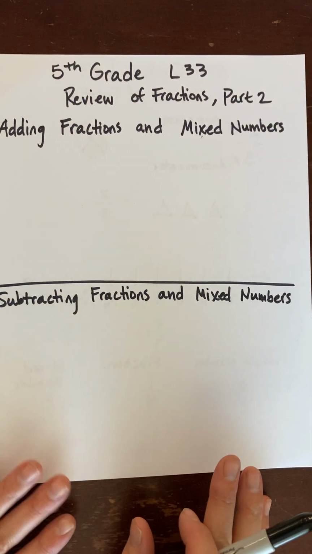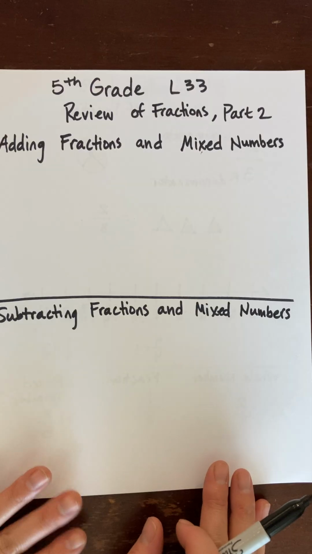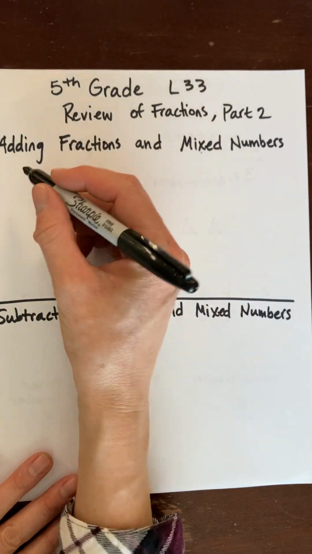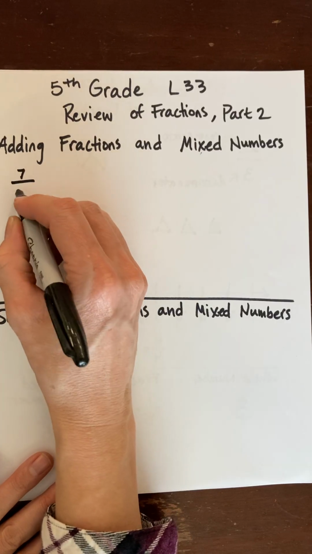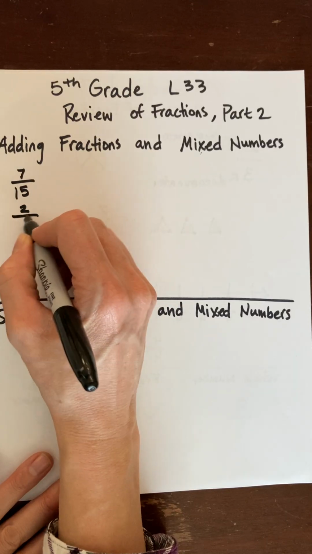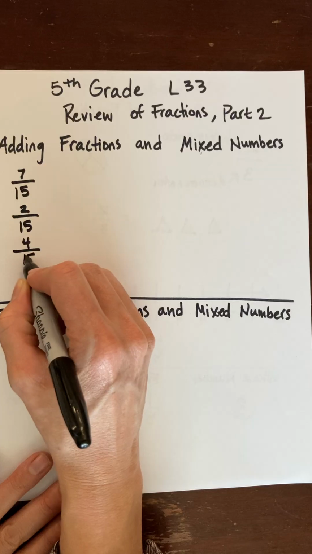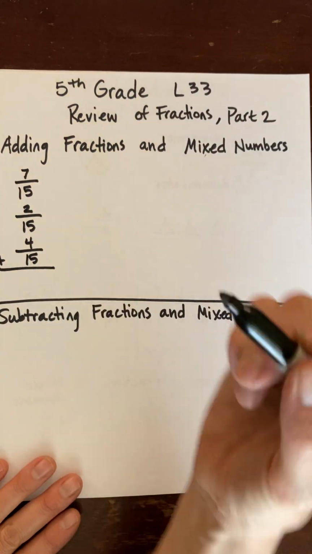We also were reviewing how to add and subtract fractions and mixed numbers. All of our fractions so far have had common denominators. So students are expected to be able to add things like this. Seven fifteenths plus 2 fifteenths plus 4 fifteenths.